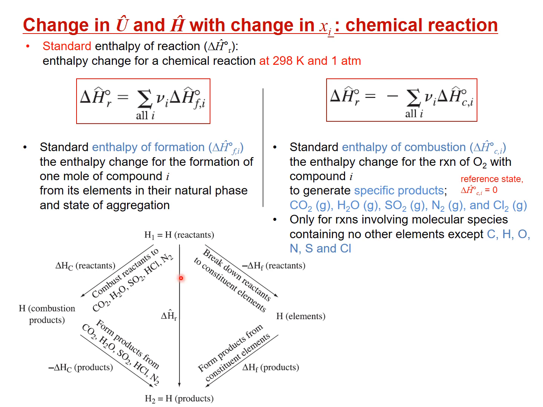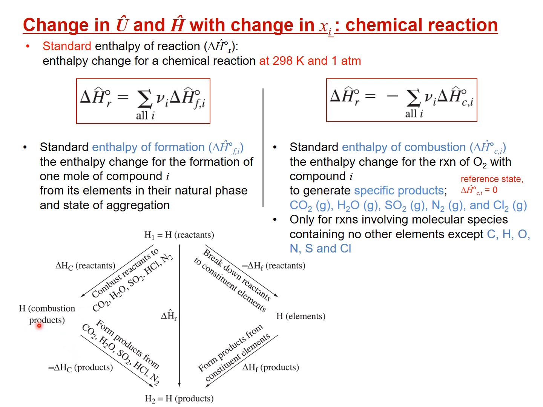First, let's use the combustion pathway. Here is the reactant, and let me combust all reactants. Then finally we would have some combustion products like CO2, H2O, or something like that. The enthalpy of this bypass reaction is the combustion enthalpy, right? The energy change with this combustion reaction can be calculated by the summation of the enthalpy of combustion of all reactants. So that is the delta HC of reactants.